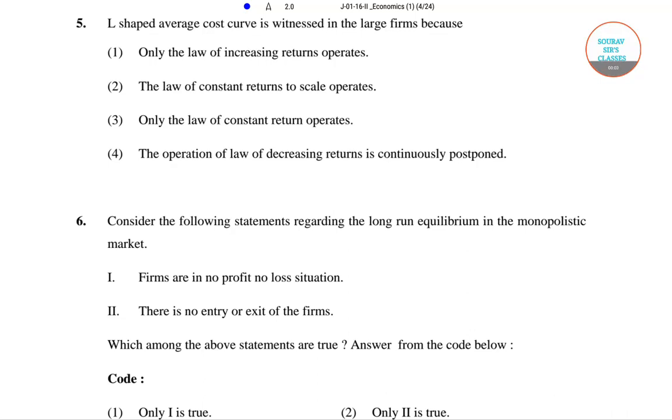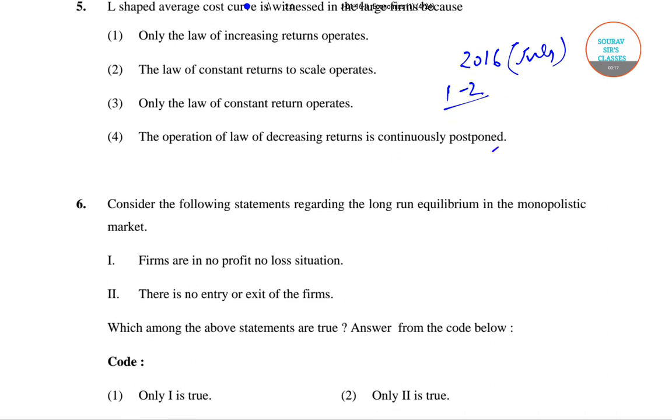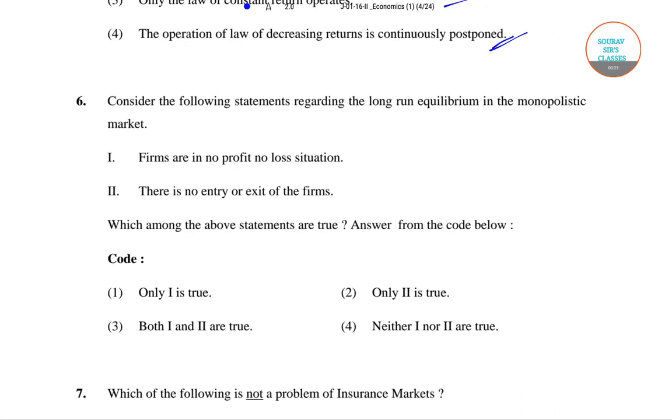So in today's video we'll solve the 2016 July paper. We are solving the UGC NET Economics paper 2. In the last video we solved until question number 5. So in today's video we'll start with question number 6 and go further until question number 7. First we'll start with question number 6.